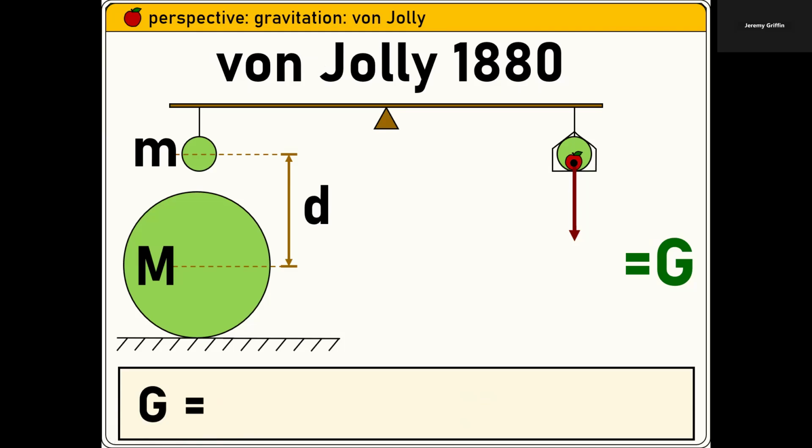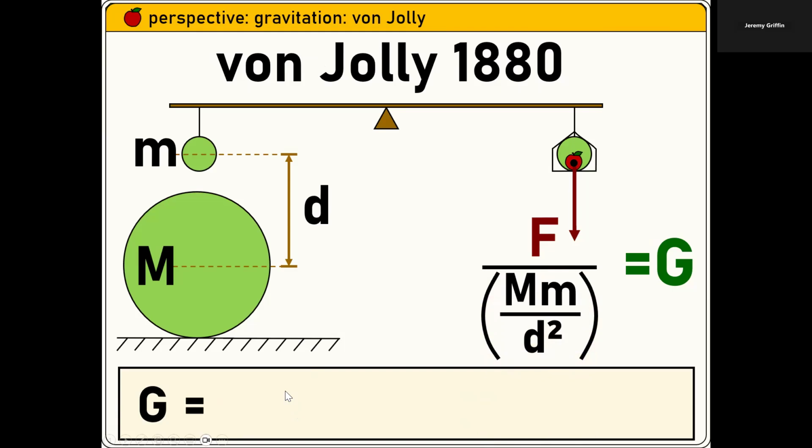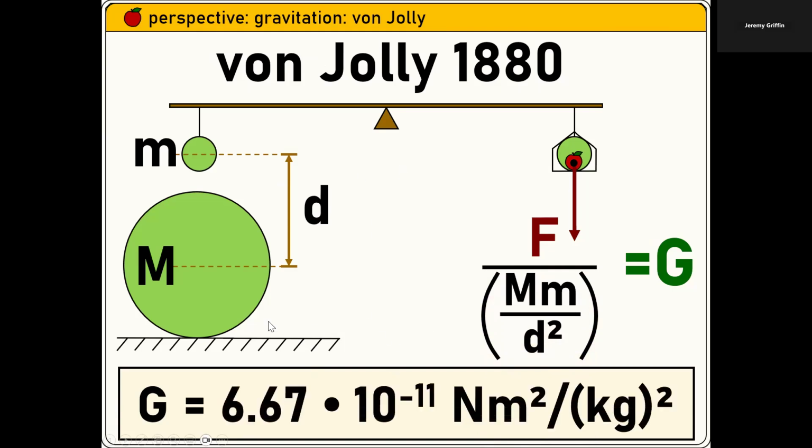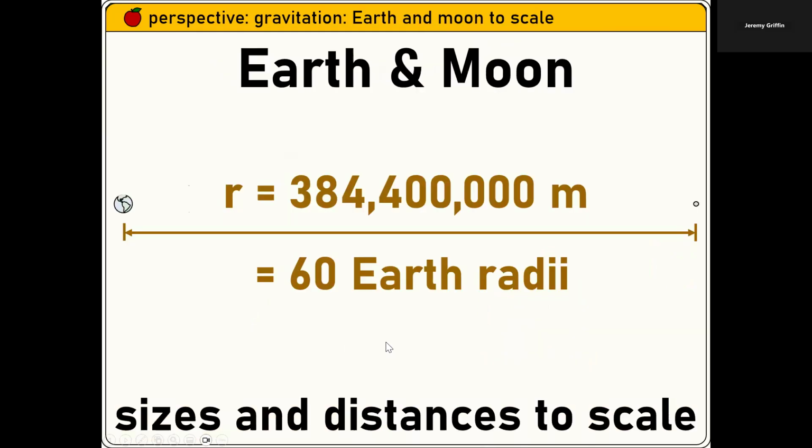All right, back in 1880, here's one of the first ways this gravity constant was originally found. He set up this balance and did this math. So there's a little fun side. Here's the Earth and the Moon, sizes and distances to scale. That's fun. If you backed way up in space and looked at the system, that's what it would look like.